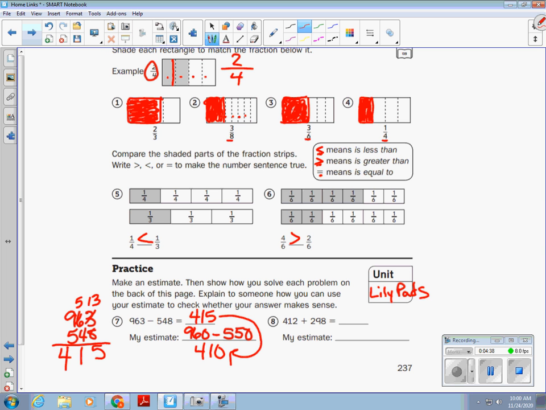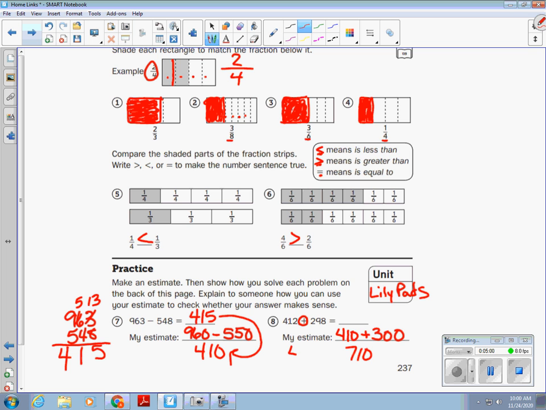All right, on my next one, let's estimate 410. Notice our operation changes here. It's no longer subtraction, it's addition. So 410 plus 300, okay, and that would give me 710 as my estimate.